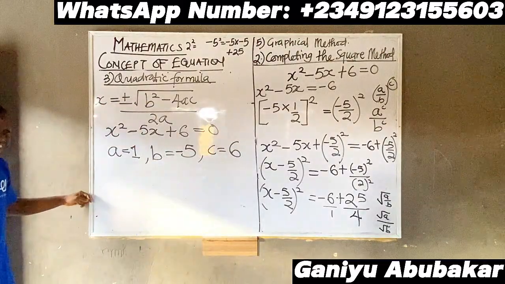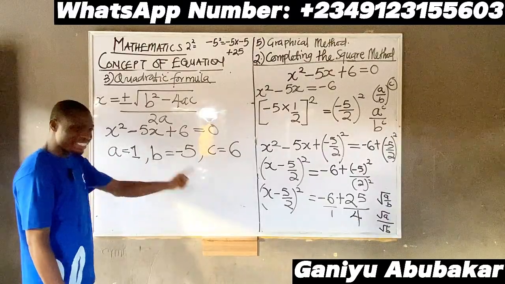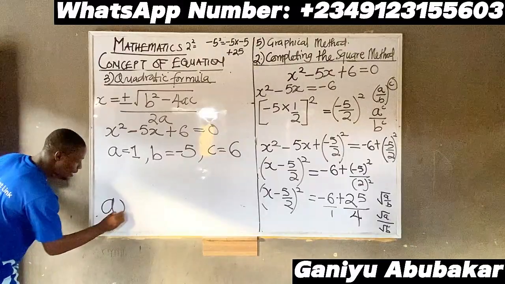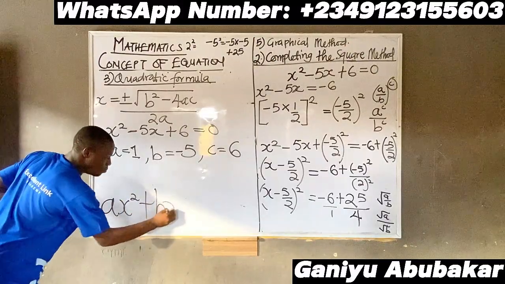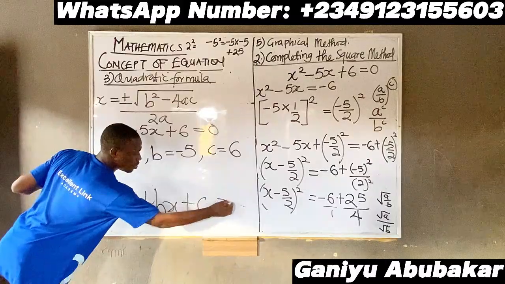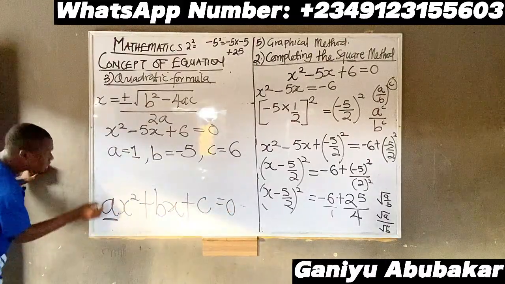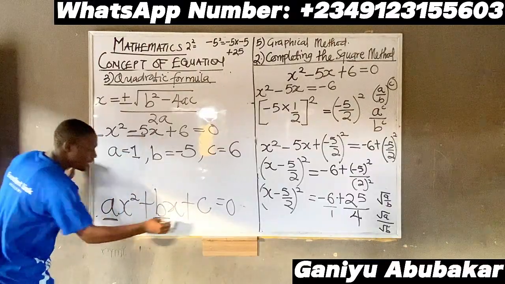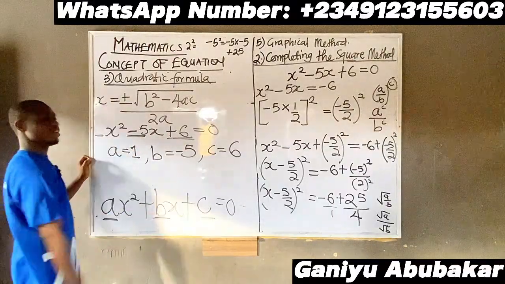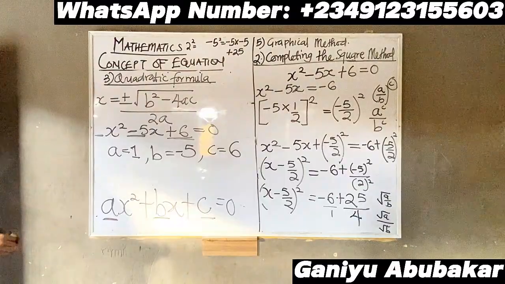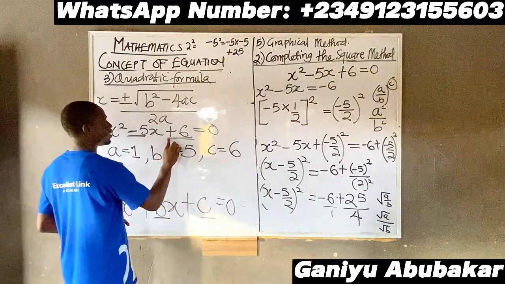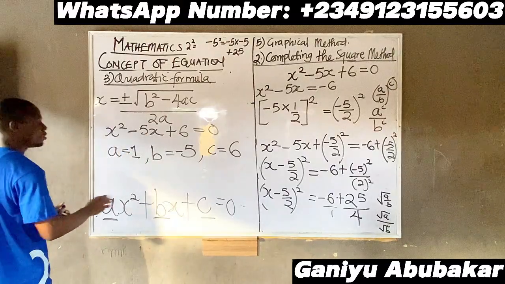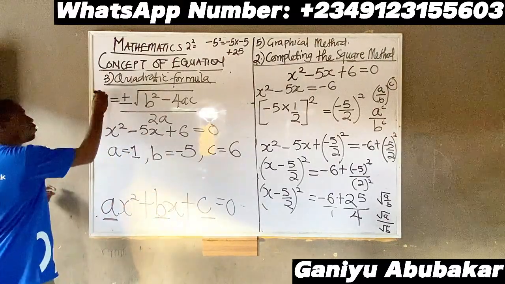So just identify A, B, and C, and it's simple. The equation is A x squared plus Bx plus C equals 0. So compare: this A is the thing in front here, this B is the thing here, and this C is the thing here. That's all. We're done with this. So after getting A, B, and C, just call the formula.